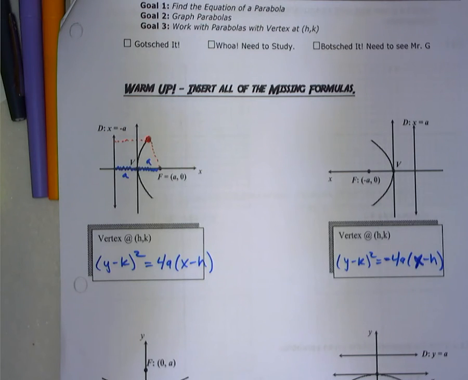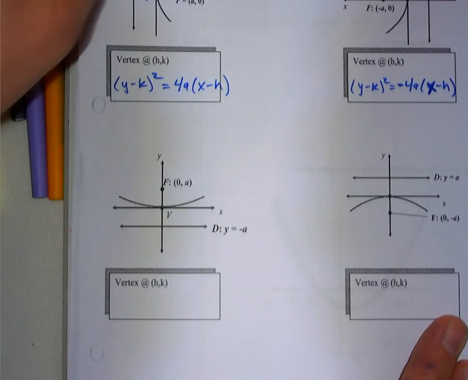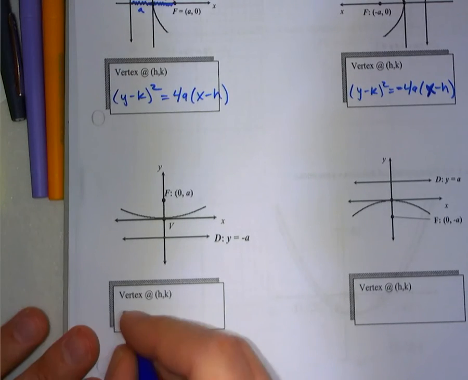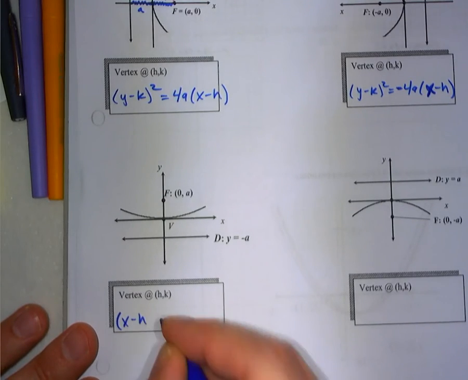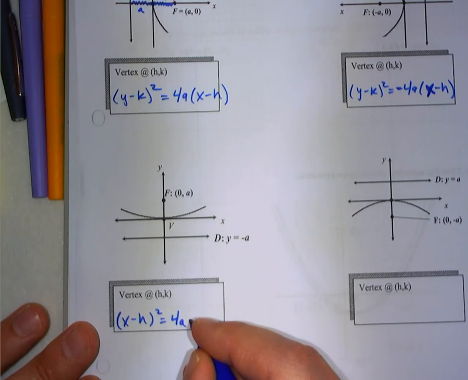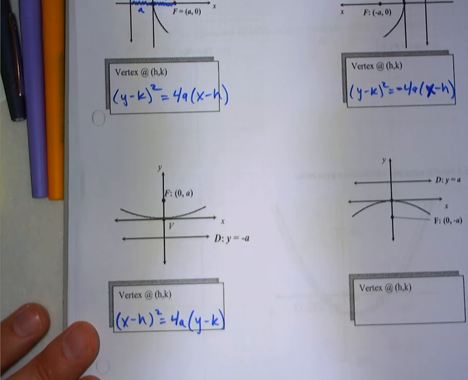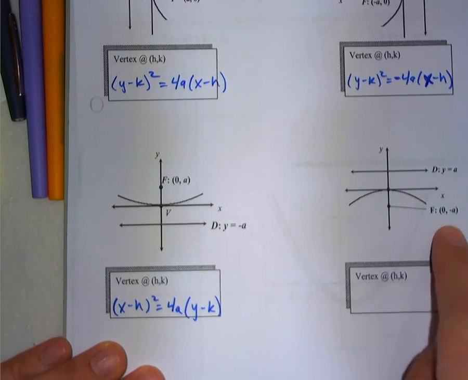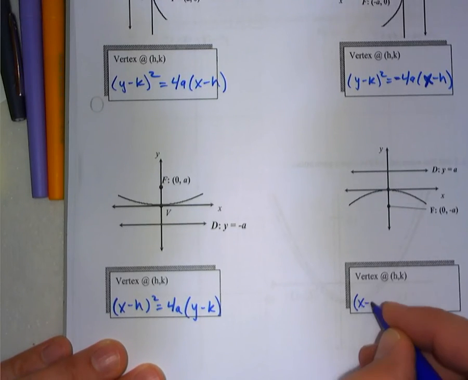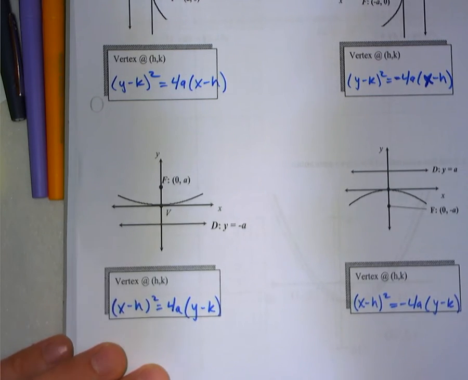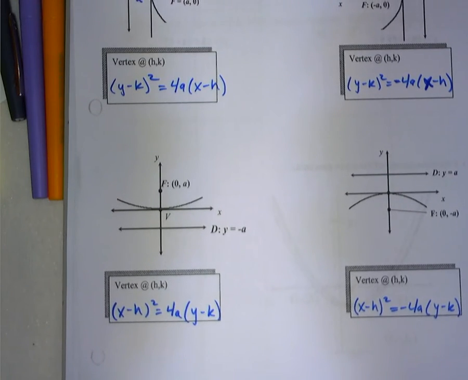All right, so when we look at the other ones, we got smiley faces and frowny faces. These are the functions. These are where the x's are squared. So this is x minus h quantity squared equals positive for smiley faces, 4a times the quantity y minus k. And if it's a frowny face, the formula is identical, except it's a negative 4a times the quantity y minus k. So we have 4 formulas now.